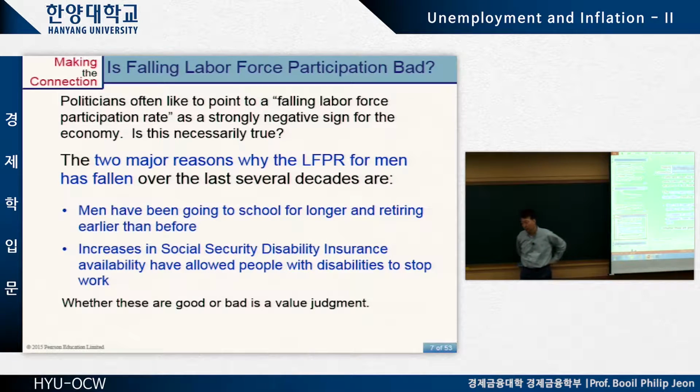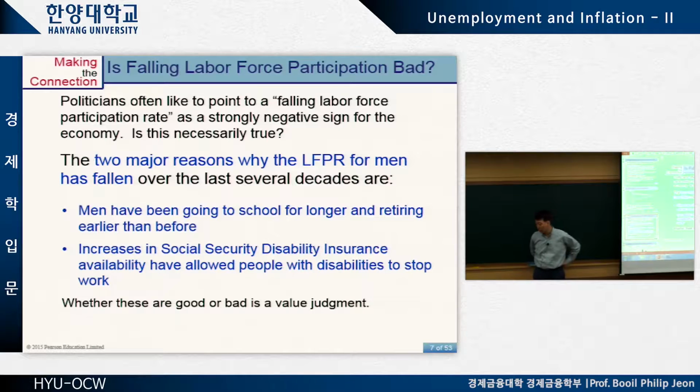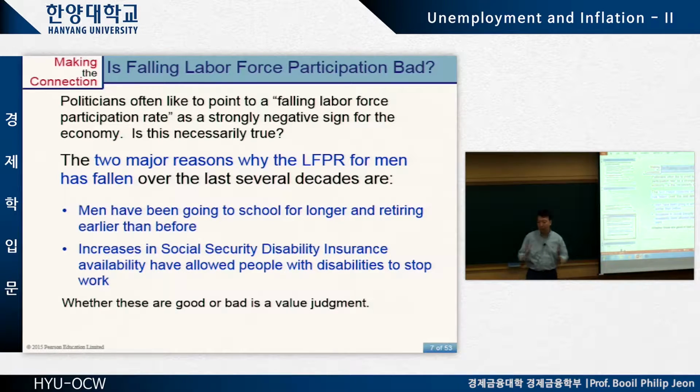That used to be the average level of education. But over many decades that increased, and right now most people graduate college. Many people go to graduate school to acquire a master's degree or PhD degree. So they remain full-time students longer in their younger life. So that reduces the labor force participation rate.